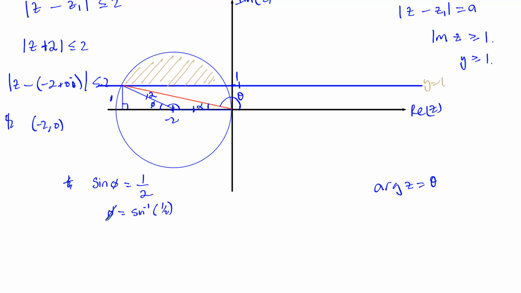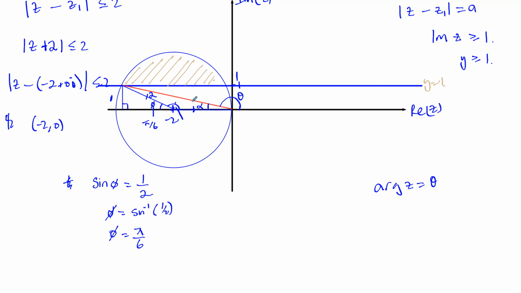Now, normally you deal with radians when you're dealing with Argand diagrams. So I'm going to put this as 30 degrees, which is pi over 6. This angle here is pi over 6, which means the angle over here is going to be pi minus pi over 6.